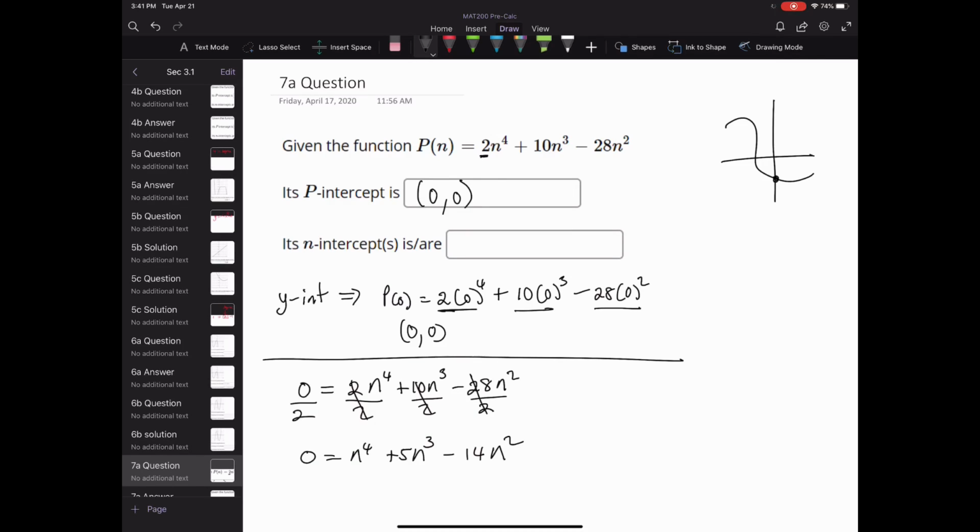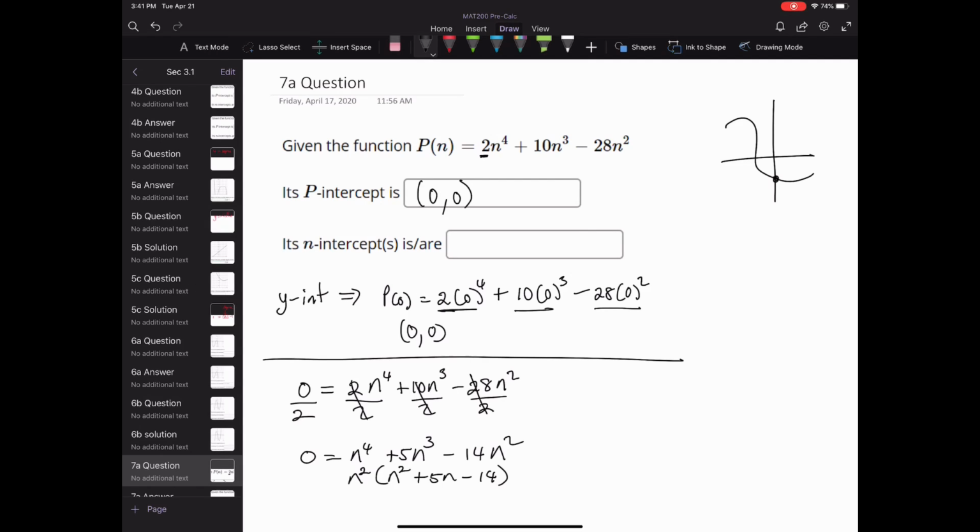And let's see, I could factor out an n. Well, I could pull out an n squared. So we're going to divide everything by n squared: n to the 2nd plus 5n minus 14. So notice, factoring is like the opposite of distributing. If you distribute, you get right back to the original thing you had.